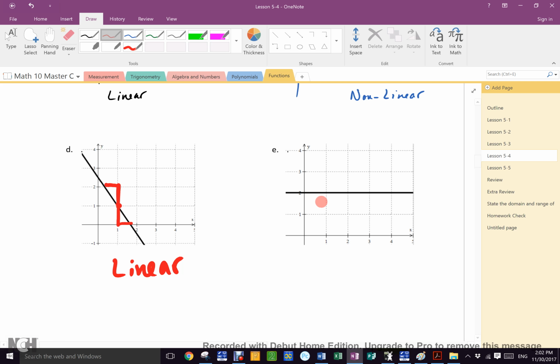Now, here's where we get into arguments. Is E linear? Yeah. No. Yeah.